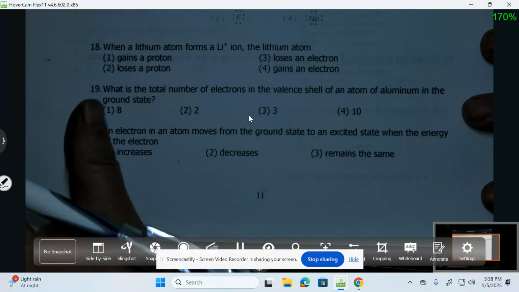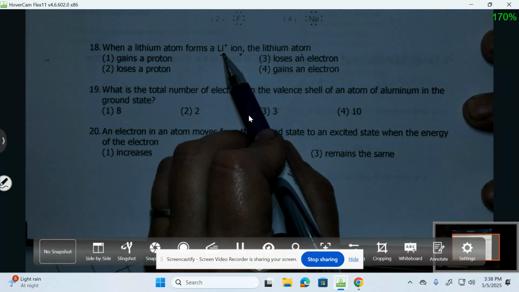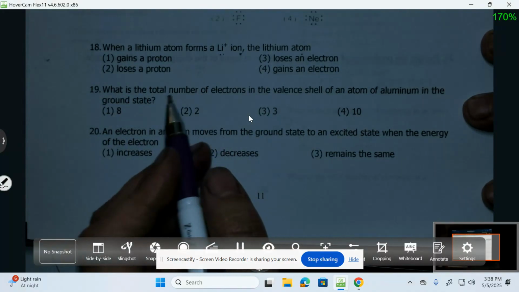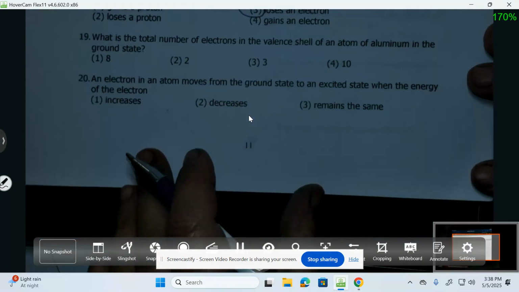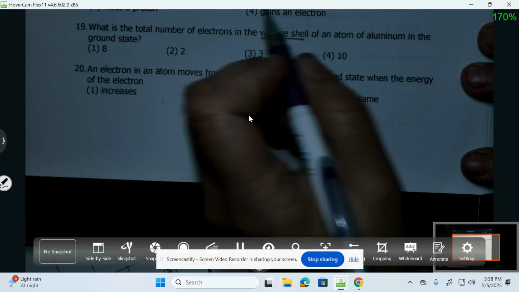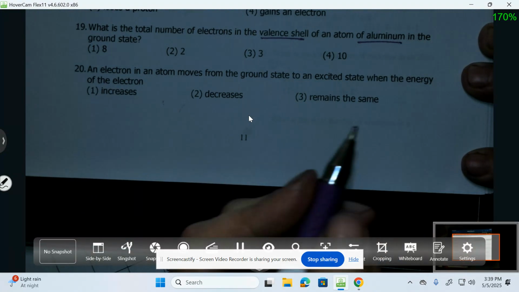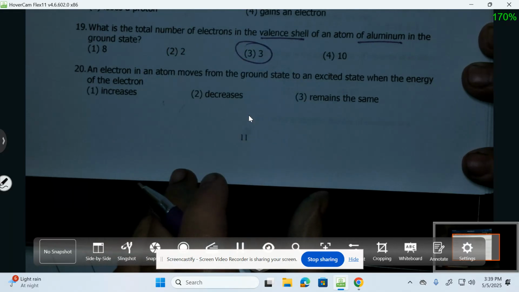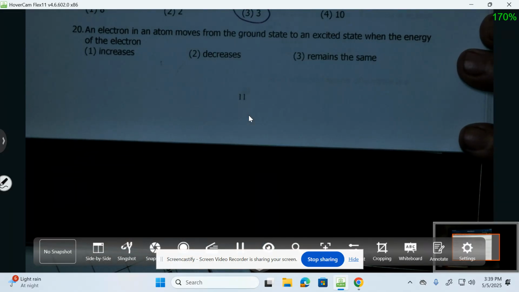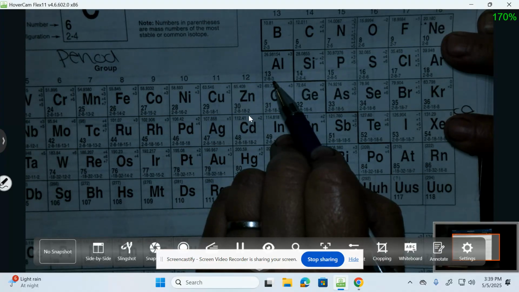When a lithium atom forms a lithium ion, the lithium atom does what? So it became positive. That means you had to lose an electron. What is the total number of electrons in the valence shell of an aluminum atom in ground state? How many? I like 3. 3 is a good number. It's a lucky number. Okay? The valence shell of aluminum is the last one. So it's asking how many electrons are in the valence shell?